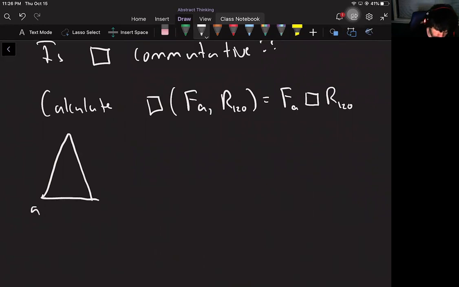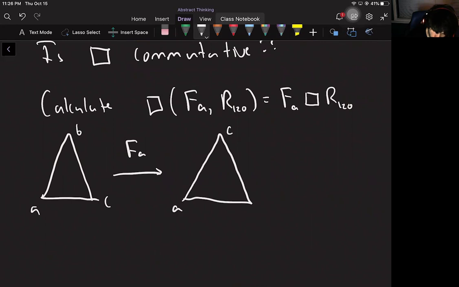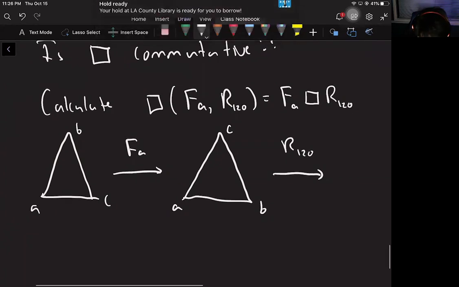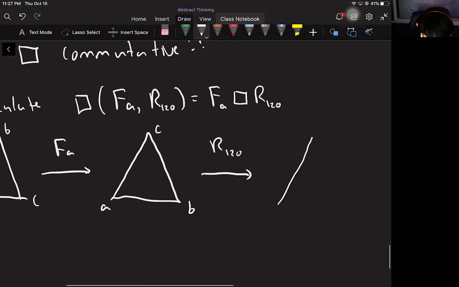So now I start with my triangle, and I flip over A. So A stays there, and these two get flipped. Now I'll rotate by 120. Oh, I've been meaning to read that book. There's an accidental plug. Okay, so now I'll rotate by 120. So A will go up here, C will go here, and B will go here.